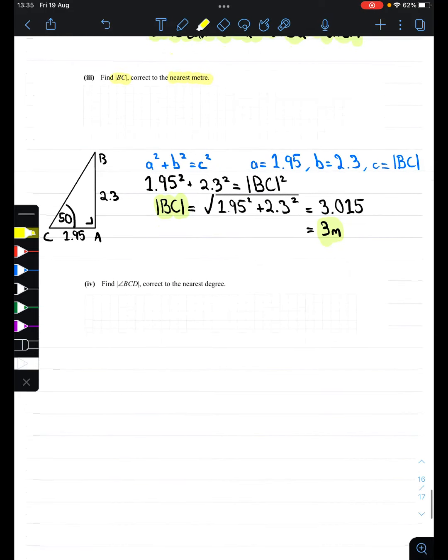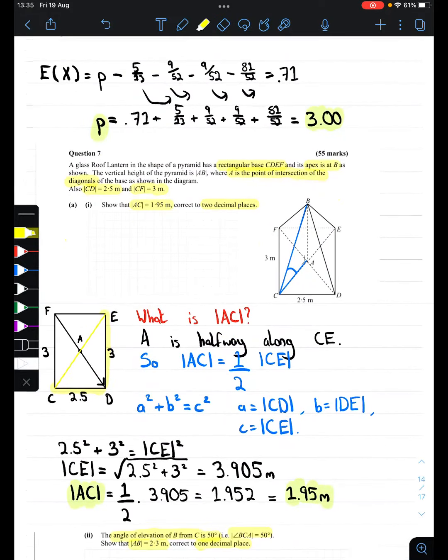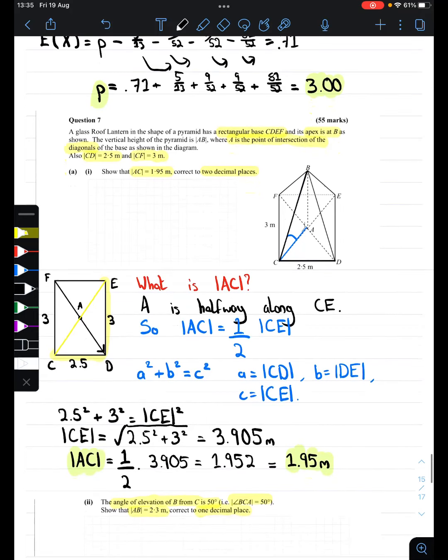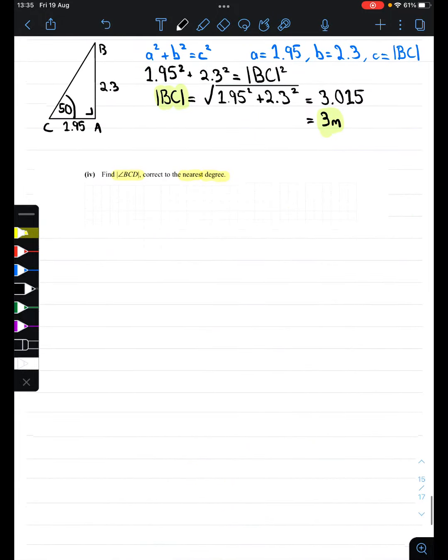Now on to part 4, find the angle BCD correct to the nearest degree. Okay, so, well, what is that angle? So we're looking for the angle BCD, so this angle here. And so, well, let's draw this out. So we have this isosceles triangle.